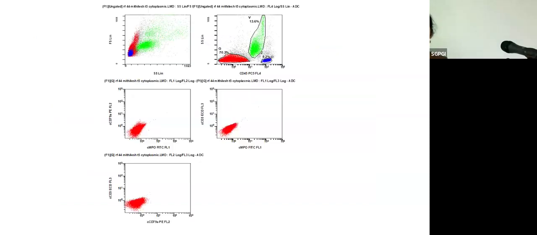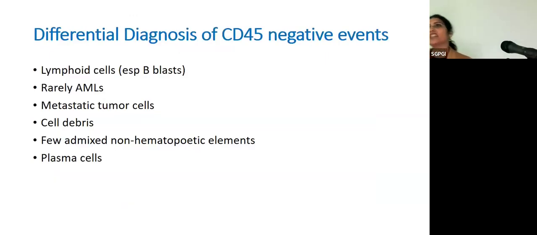If you know NK cells, they have a very bright CD45. They will have CD45 as bright as T cells or even brighter. Okay. So NK cells cannot lie here, right? So this is a population which is almost CD45 negative. So what is then the differential diagnosis of a CD45 negative population?